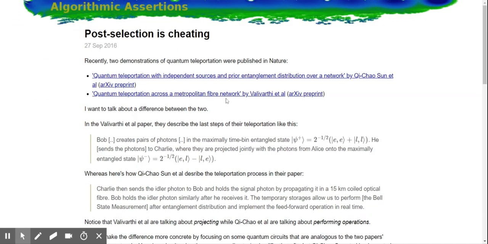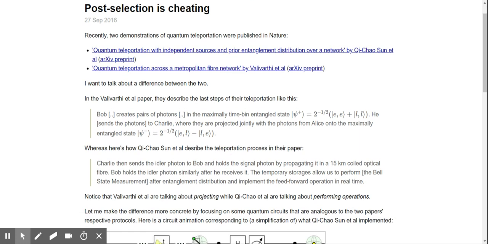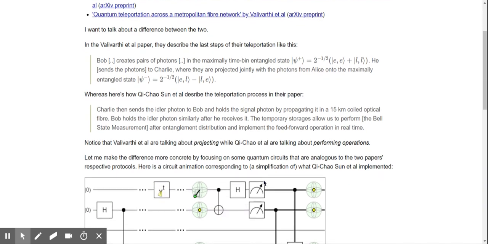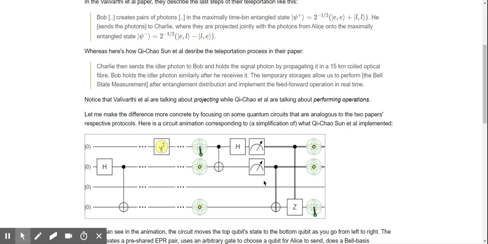Post selection is cheating. Recently, two demonstrations of teleportation were published in Nature, with independent sources and a practical solution over a much longer network by Valivarti. I want to talk about the difference between the two. In the Valivarti paper, they describe the last step of the teleportation like this: pairs of photons in the maximally time-bin entangled state are sent to Charlie, where they are projected jointly with the photons from Alice into the maximally entangled state. Whereas here's how Ki Chao San describes the teleportation process.